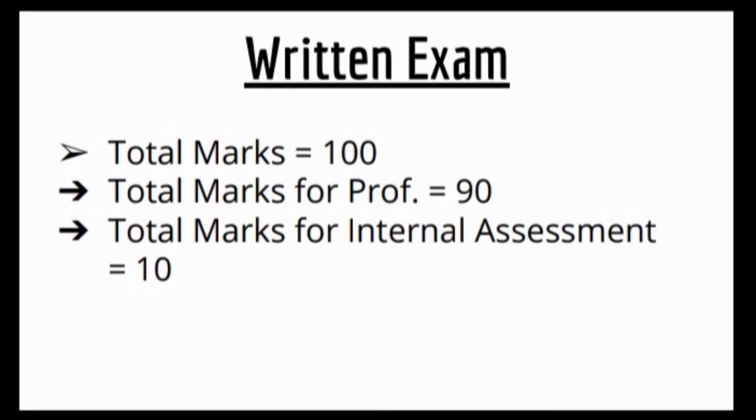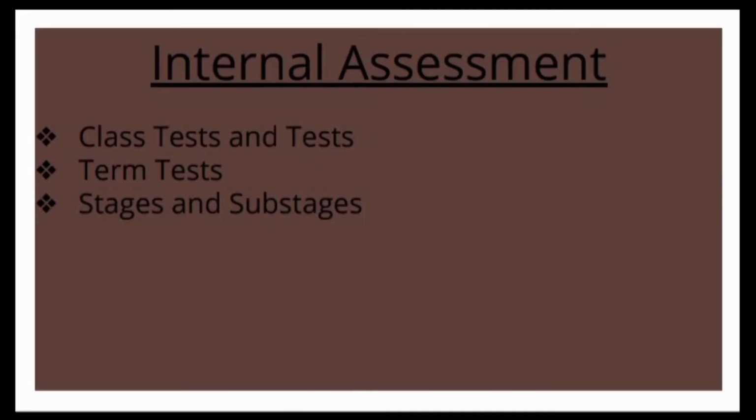Now coming towards the written exam, the total marks for the written exam of any subject are 100. The marks for the professional exam that is written are 90, while the remaining 10 marks from the total 100 are meant for the internal assessment. So now what is internal assessment? It basically includes all the class tests, term tests, stages, and sub-stages in which you appear throughout the year.